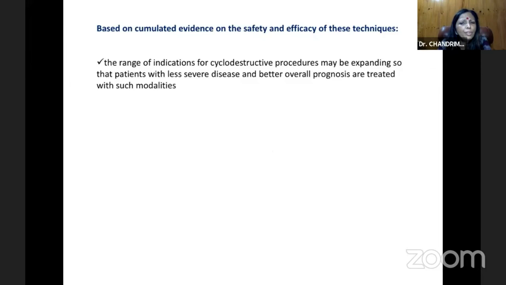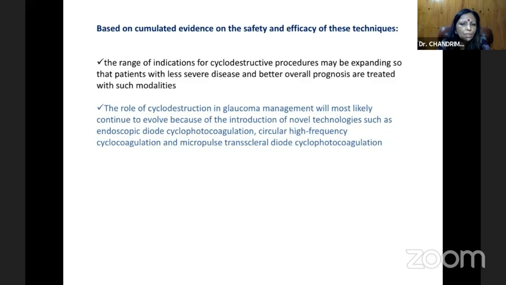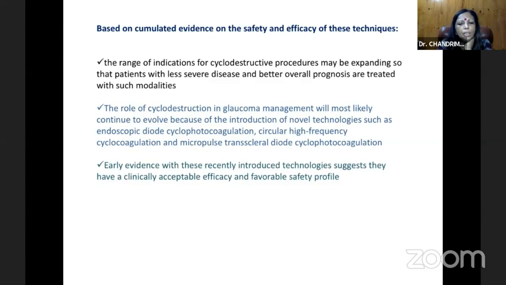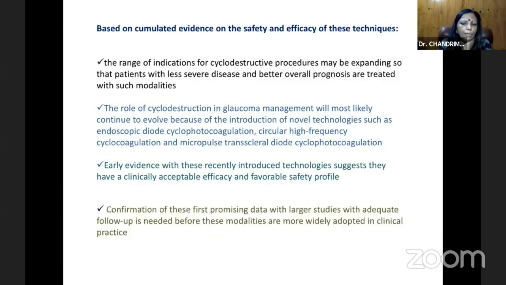So based on cumulative evidence on safety and efficacy, the range of indications for cyclodiode procedures may be expanded so that patients with less severe disease and better overall prognosis are treated with such modalities. The role of cyclodestruction in glaucoma management will most likely continue to evolve because of the introduction of novel technologies such as endoscopic diode cyclophotocoagulation, circular high-frequency cyclophotocoagulation, and micro-pulse transscleral diode photocoagulation. Early evidence with these recently introduced technologies suggests that they have a clinically acceptable efficacy and favorable safety profile.